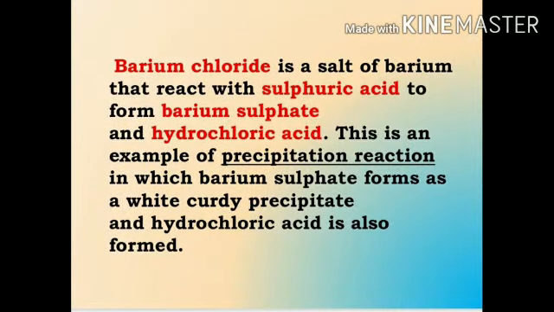The fourth example is that of barium chloride. Barium chloride is a salt of barium that reacts with sulfuric acid to form barium sulfate and hydrochloric acid. This is also a precipitation reaction, and barium sulfate forms a white curdy precipitate. Also, hydrochloric acid is formed.